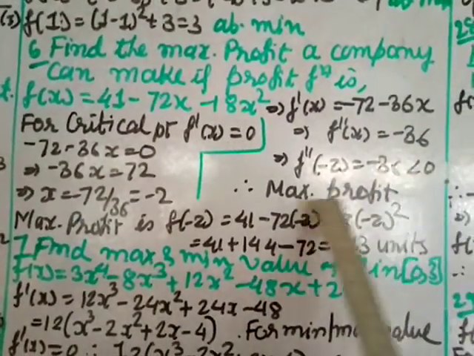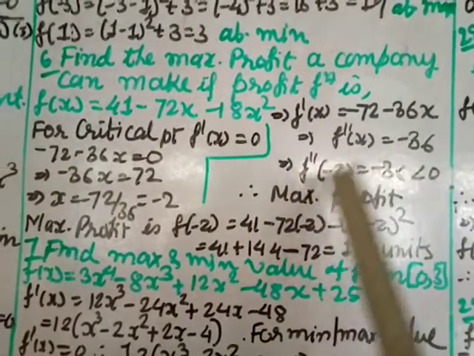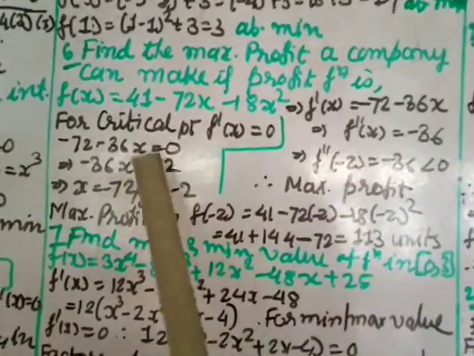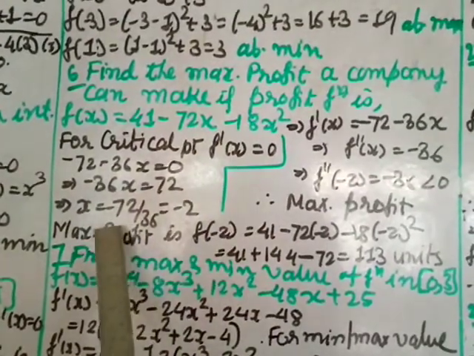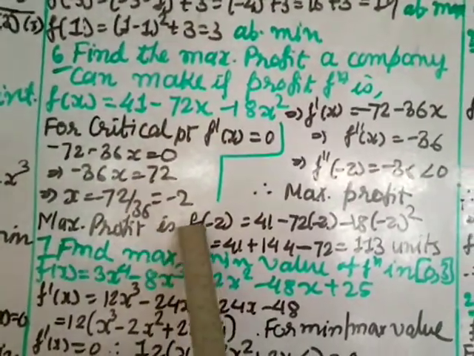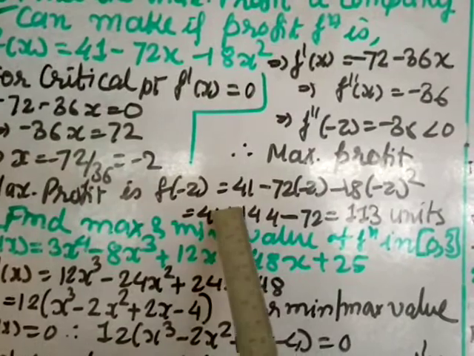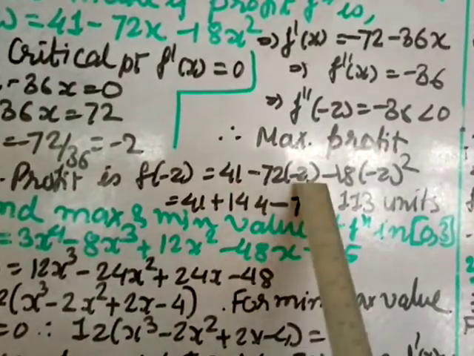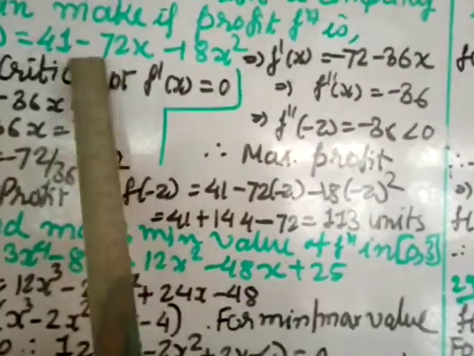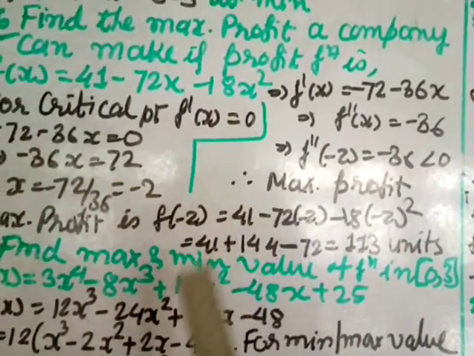If it is negative, that means maximum profit. Okay, so now I'll find the value of the profit. In this function, you have to put x equal to minus 2. Maximum profit is f of minus 2, which is 41 minus 72 minus 2 minus 18 minus 2 square. Just put minus 2 in this function instead of x.